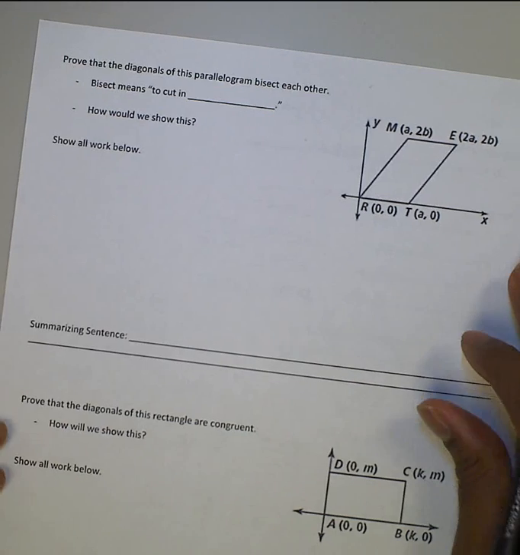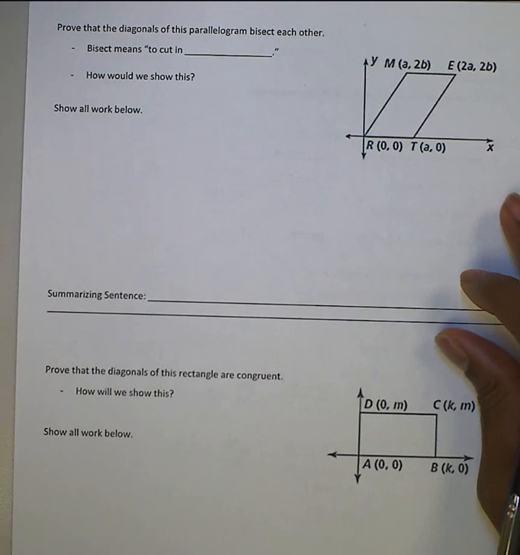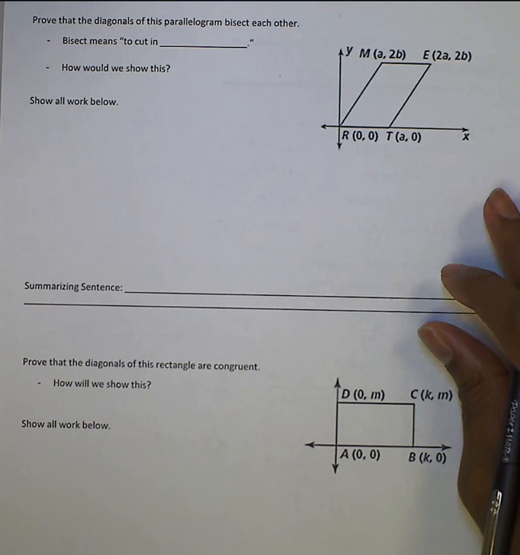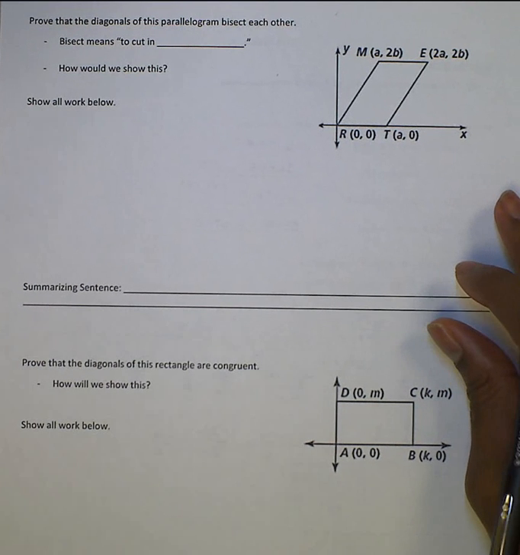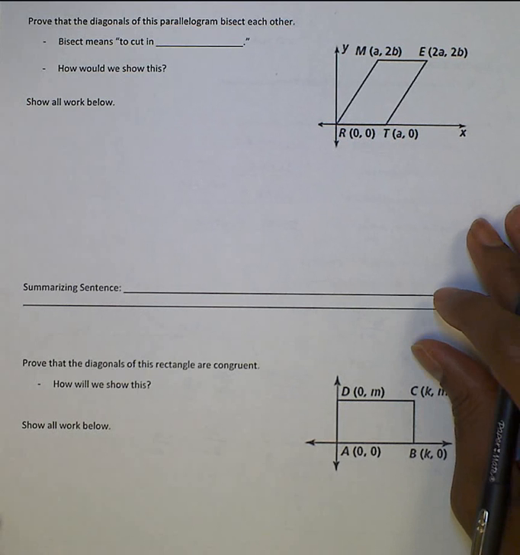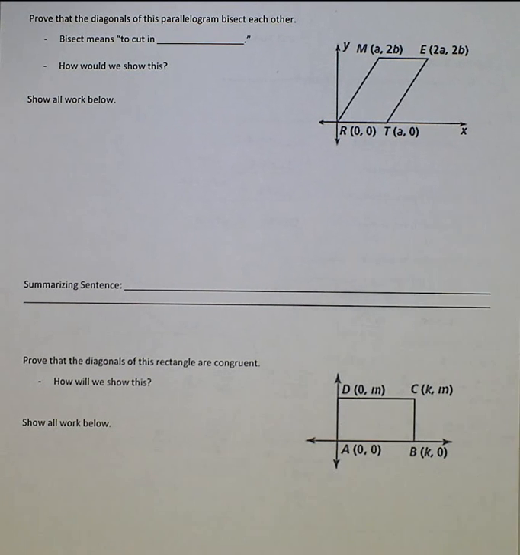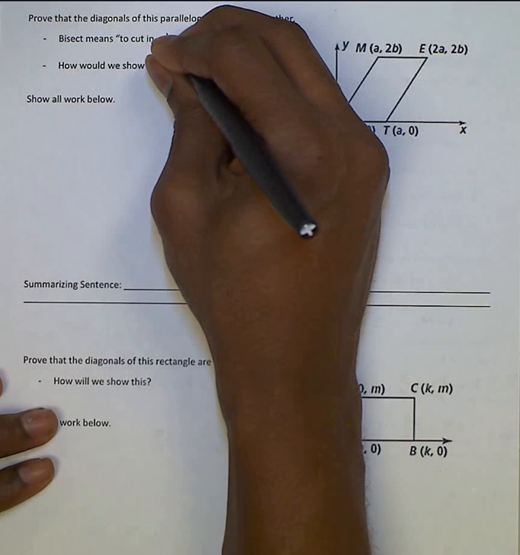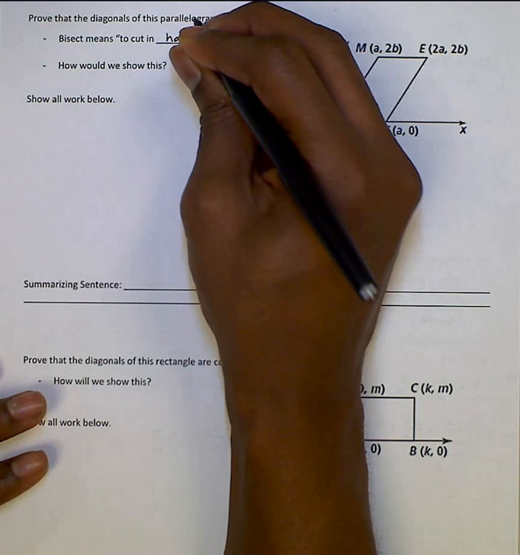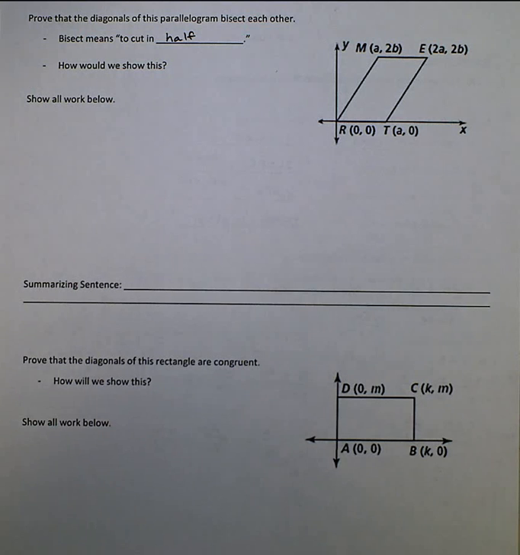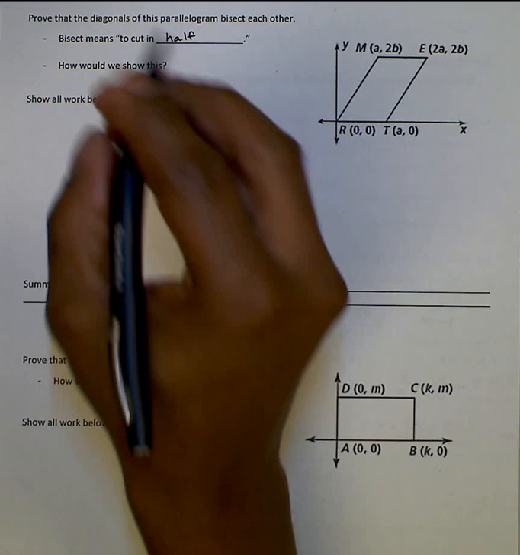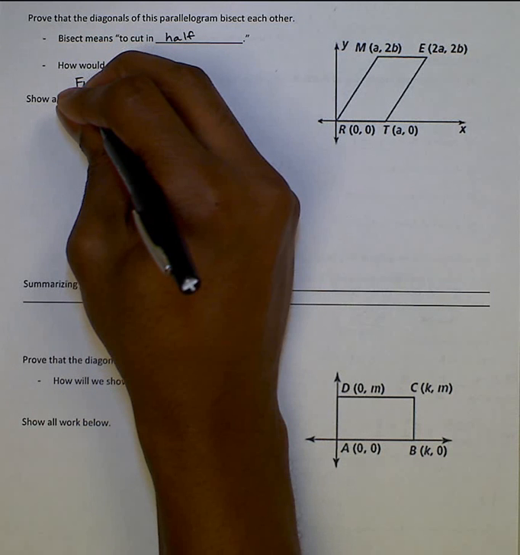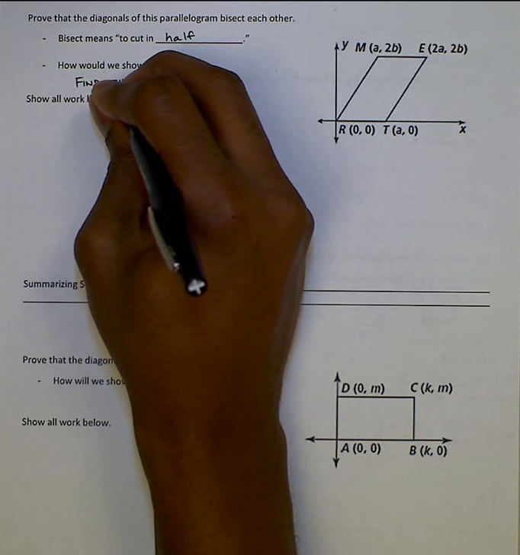All right. Flip it to the back side. We want to prove that the diagonals of this parallelogram bisect each other. Bisect means cuts in half. So how will we do this? Well, we'll want to see what the midpoints are. We'll find the midpoints of both diagonals.